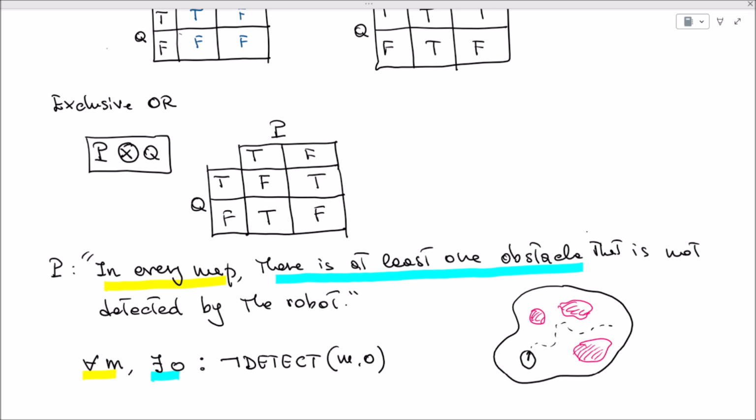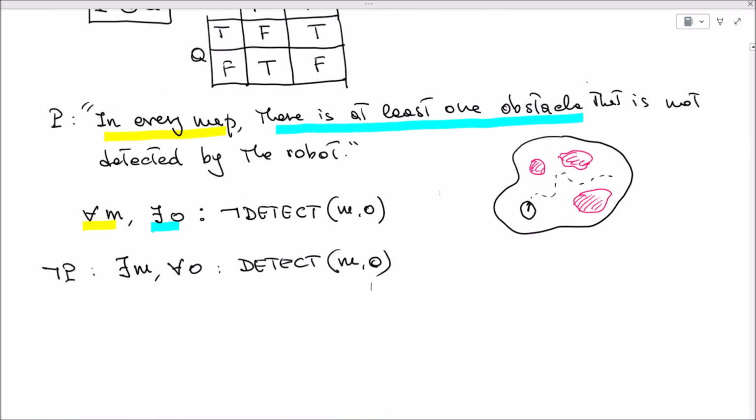We are now in a good position to negate this proposition because we can just apply the formal rules to this proposition P and obtain not P, as there exists at least one map M such that for every obstacle O, detect of M and O. So let's now translate this back into common language.